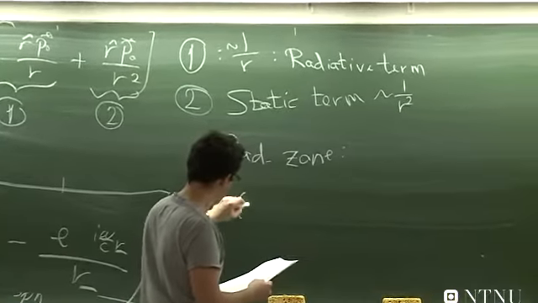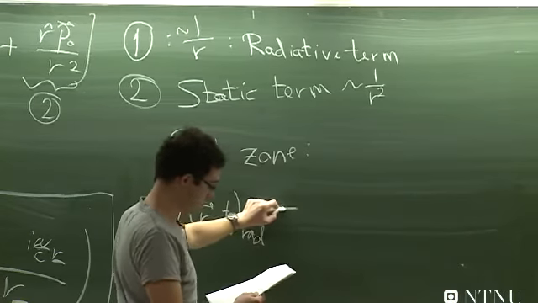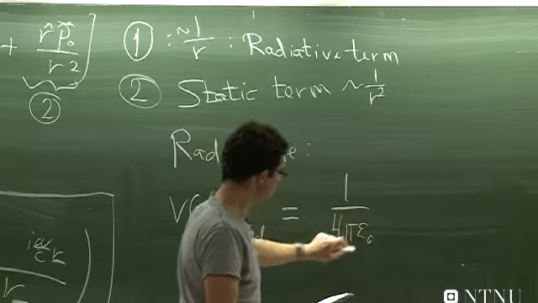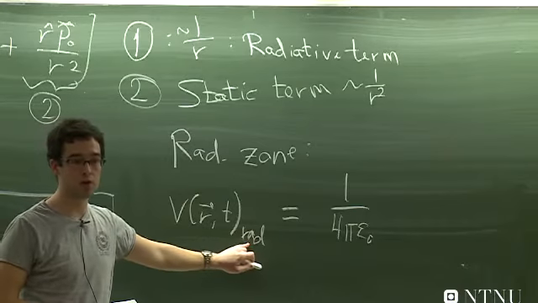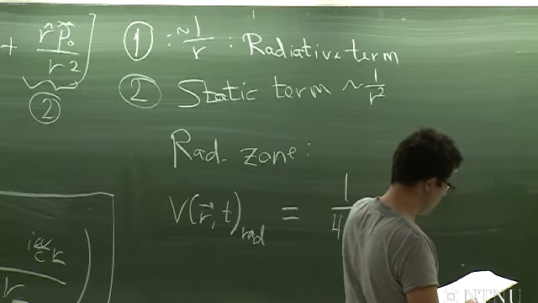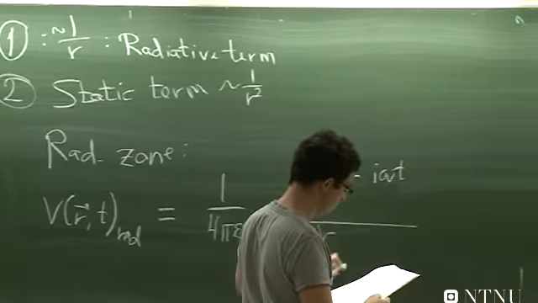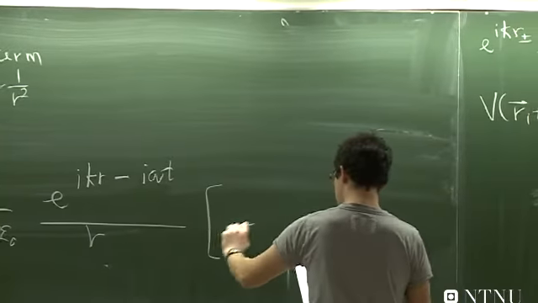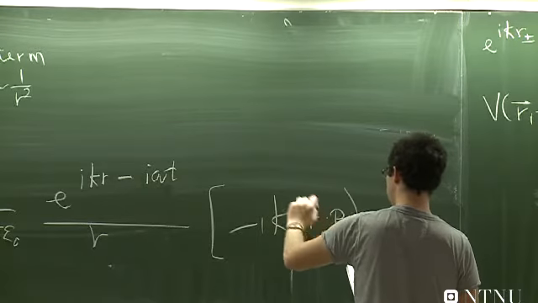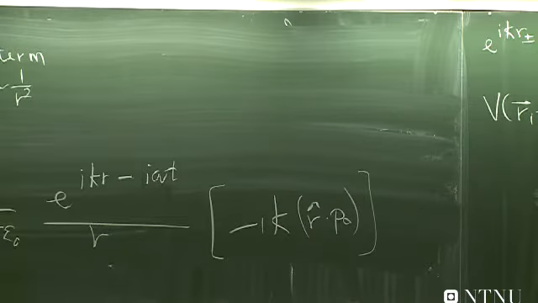So we get V of r, t in the radiative zone is equal to 1 over 4 pi epsilon naught. When I write this rad here, that means radiative zone, so I skip all the higher order terms. e to the i k r minus i omega t over r. And an extra factor, minus i k r hat dot p naught. Note that this is an outgoing spherical wave.